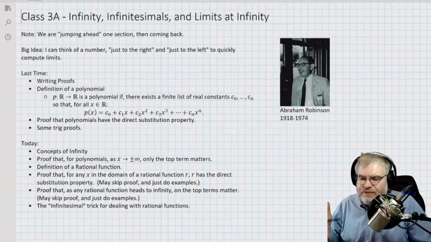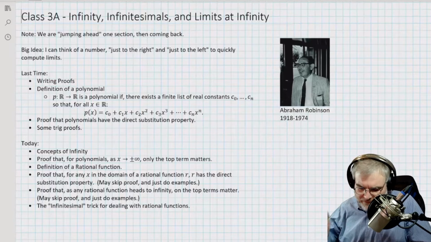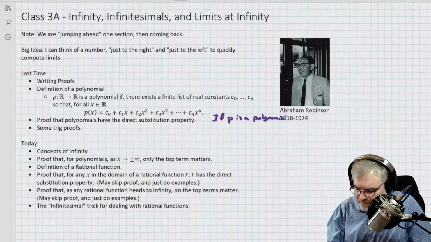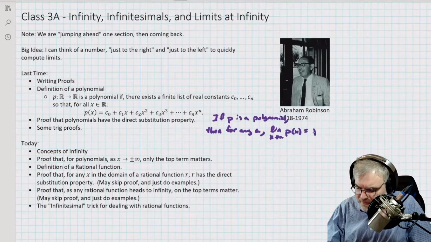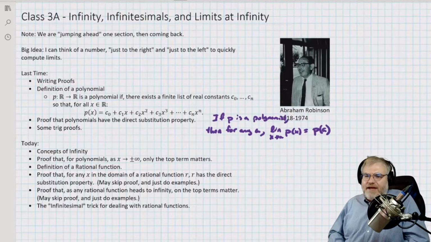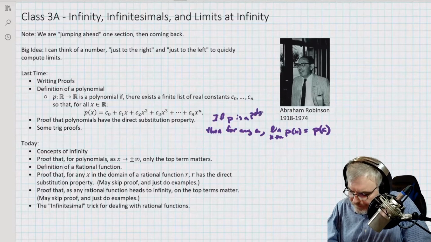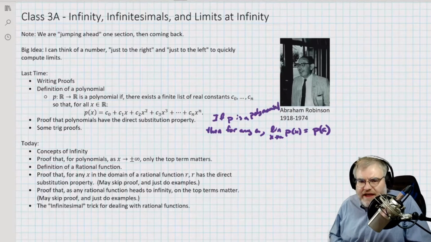So last time we talked about writing proofs. We did the definition of a polynomial, and we proved that polynomials have this thing called the direct substitution property, which, as you recall, simply says that if P is a polynomial, then for any a, the limit as x goes to a of p of x equals p of a, which meant we could just sub it in and find the answer. And that's a very nice trick.